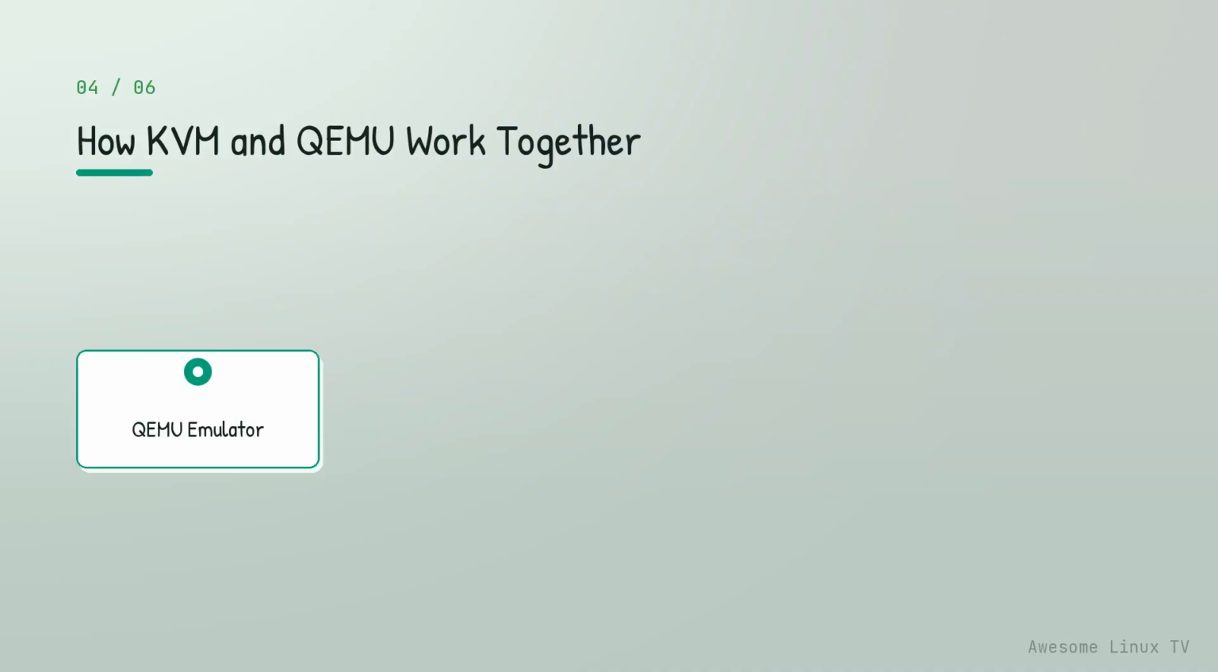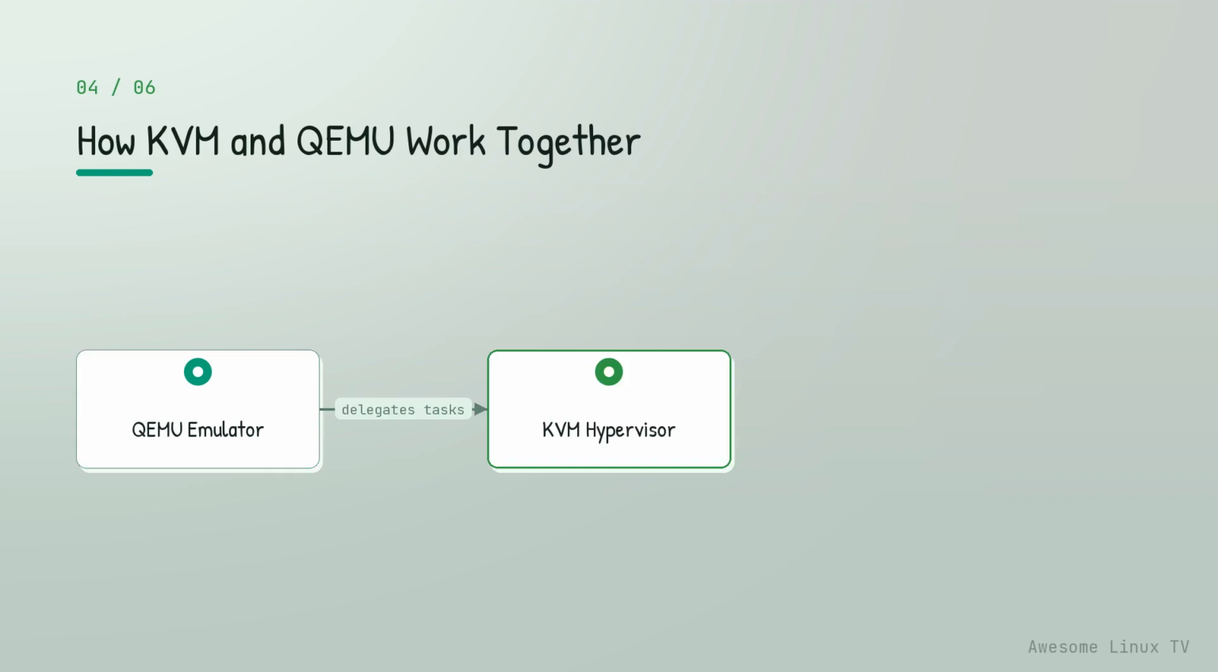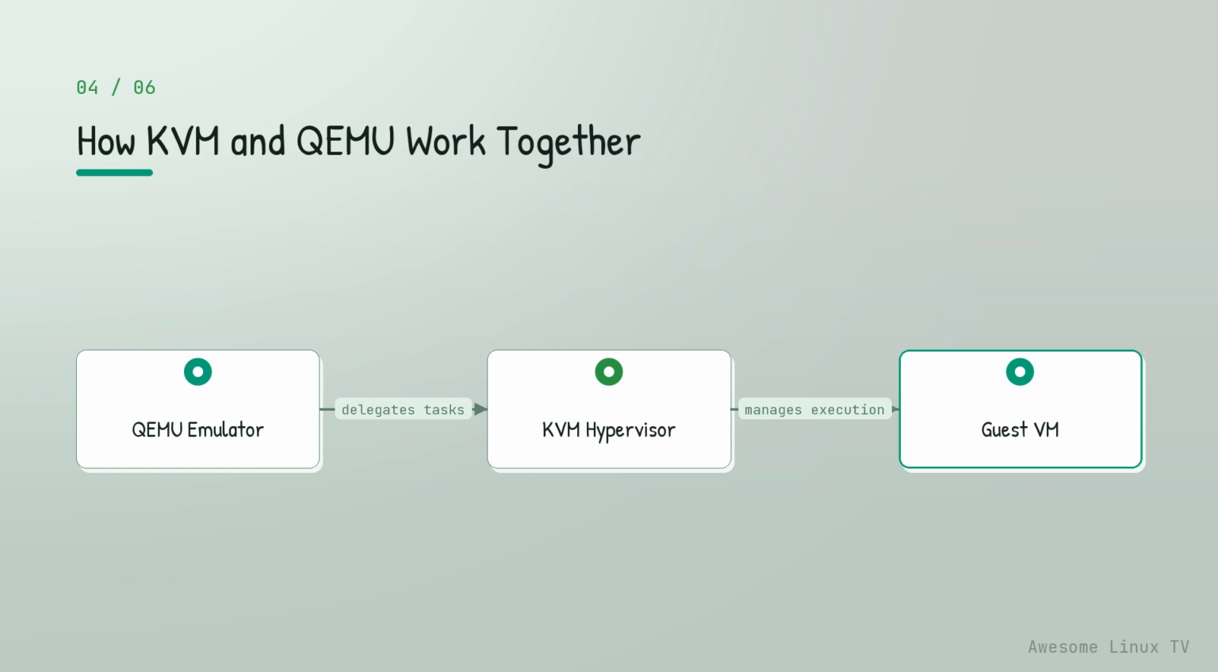Here's the key relationship. QEMU handles the emulation of hardware devices like the virtual network card or disk. But for the actual execution of the guest operating system, it offloads that work to KVM. KVM takes over using the CPU's native virtualization support to run the VM efficiently. This partnership lets QEMU focus on flexibility while KVM delivers speed.